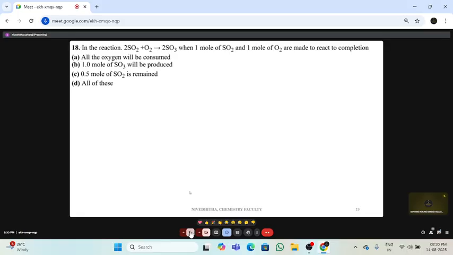So here is the question. In the reaction, 2 moles of sulfur dioxide reacts with 1 mole of oxygen to give 2 moles of sulfur trioxide. When 1 mole of sulfur dioxide and 1 mole of oxygen are made to react to completion, then dash. All oxygen will be consumed. 1 mole of sulfur trioxide will be produced. 0.5 mole of sulfur dioxide is remained. All of these. So the question is basically from limiting reagent.